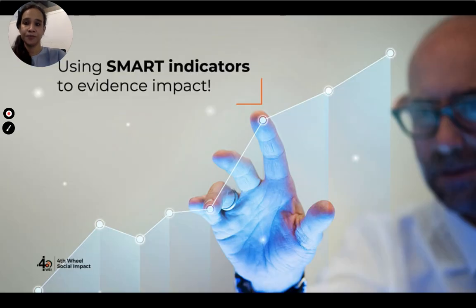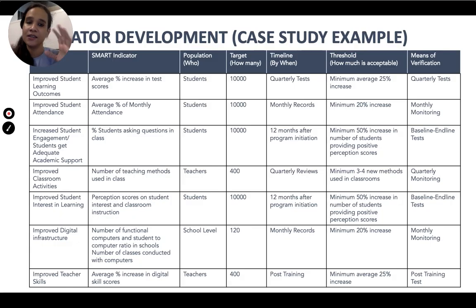So in the next video we're going to really deep dive into the concept of SMART indicators. But I hope this grid gives you a starting point to look at your developed theory of change, look at your key outcomes and how you're going to measure each of them, who you're going to measure it with, what targets, timelines, thresholds, and your tools and means of verification. There is a template attached with this module, so do try and fill it in.